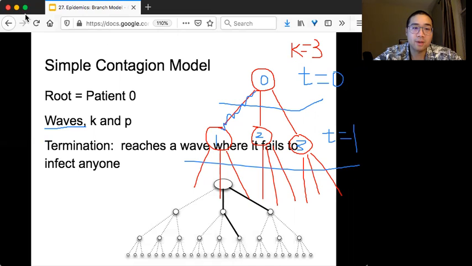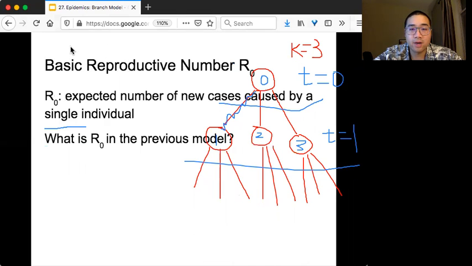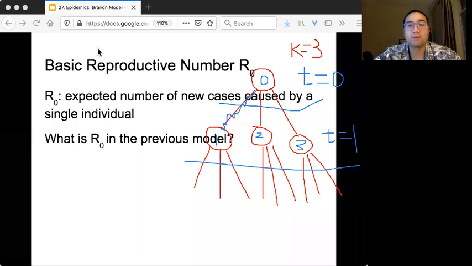Okay. And then this brings out a very important concept. It's called R0. R0 is the expected number of new cases caused by a single individual. Okay. So in this case, patient 0 affects one person, and then 1 doesn't affect anyone more. Okay. But you need to take into account all the possible virus spread.